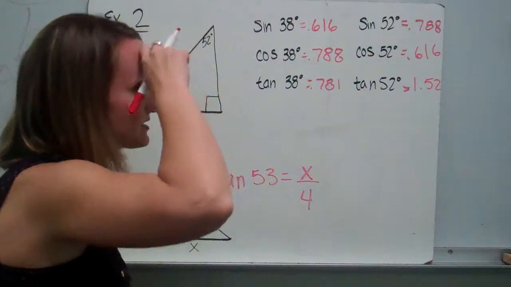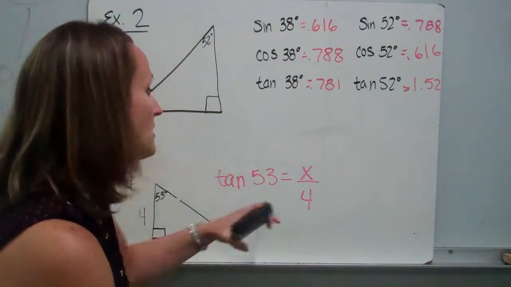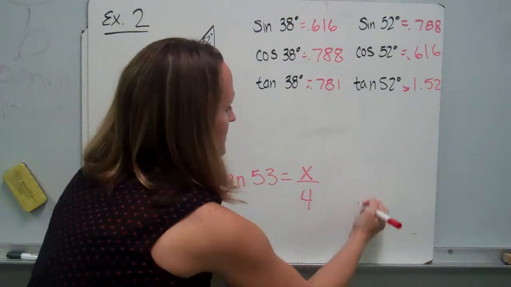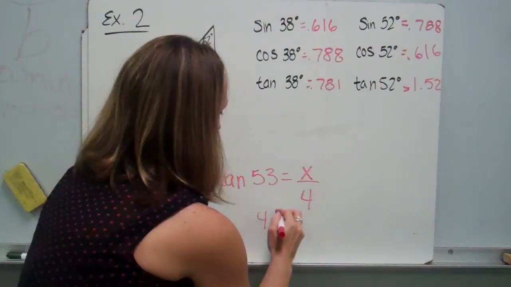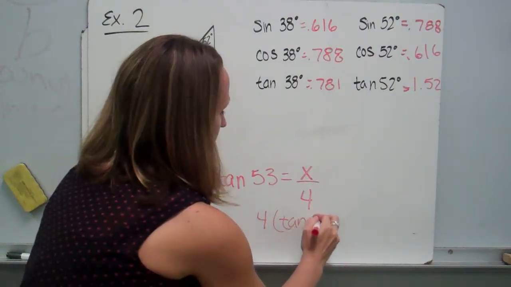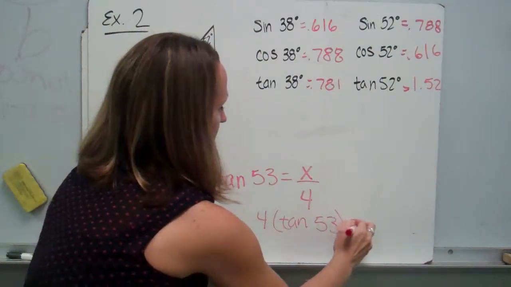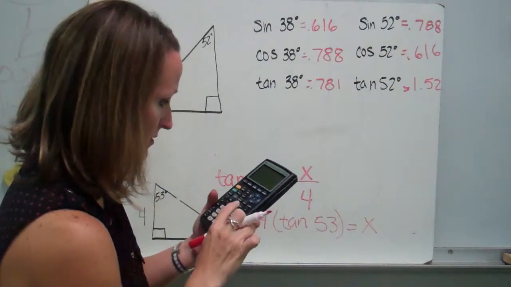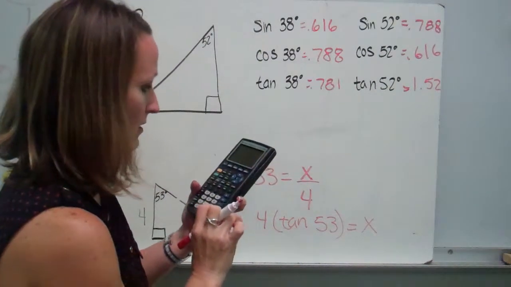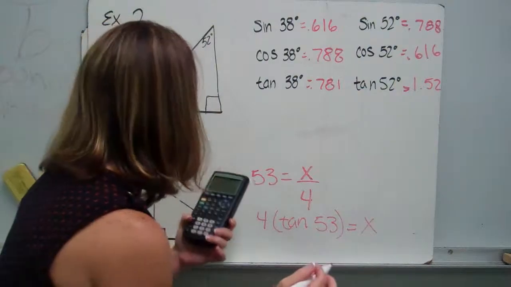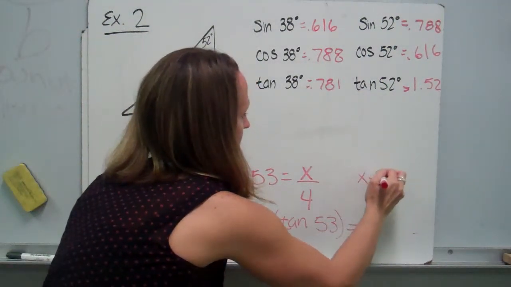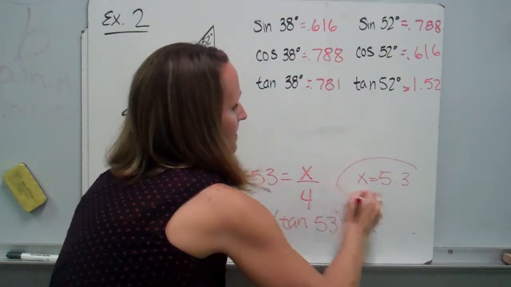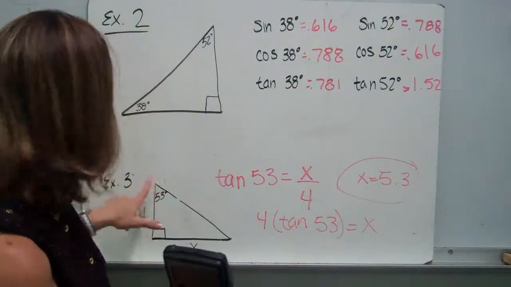So to solve this, I solve just like I do any other equation. So I'm going to isolate my variable. So I'm going to multiply this side by 4. So I would do 4 times the tangent of 53 equals x. So I plug it in my calculator. I find out that this side measures to be about 5.3.